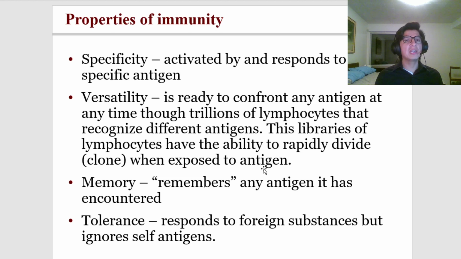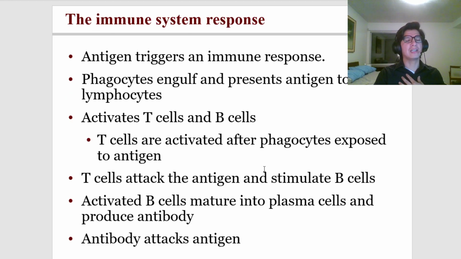It has to be specific, in order for it not to attack us. It has to be versatile in order for us to just, through randomness, create a lock and key mechanism with foreign invaders that we have never been exposed to. It has to have memory. That way, whenever we get exposed to it again, boom, we're going to get it. And tolerance, so it doesn't attack us.